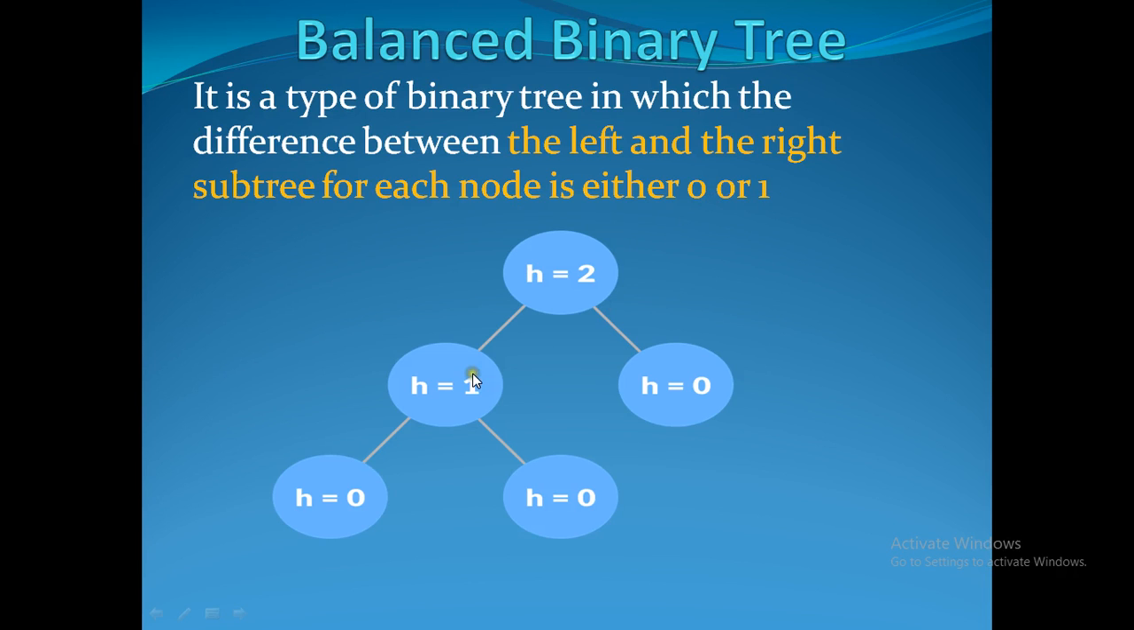That is a condition. In this case, we have a left subtree and right subtree. The height of the left subtree is 1 and the right subtree is also 1. So 1 minus 1, 0.